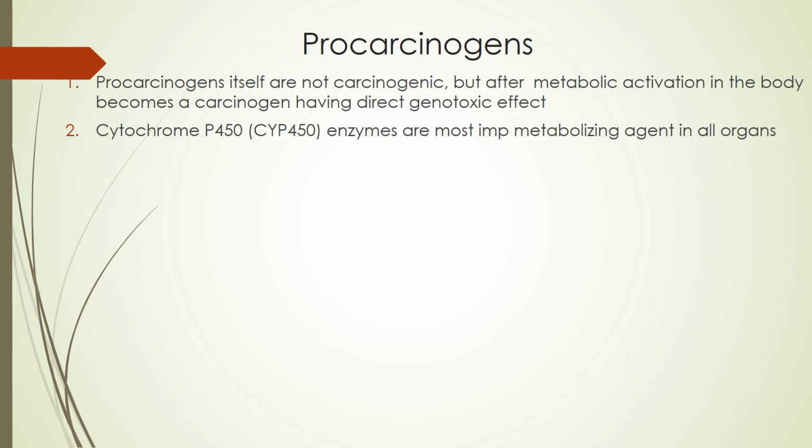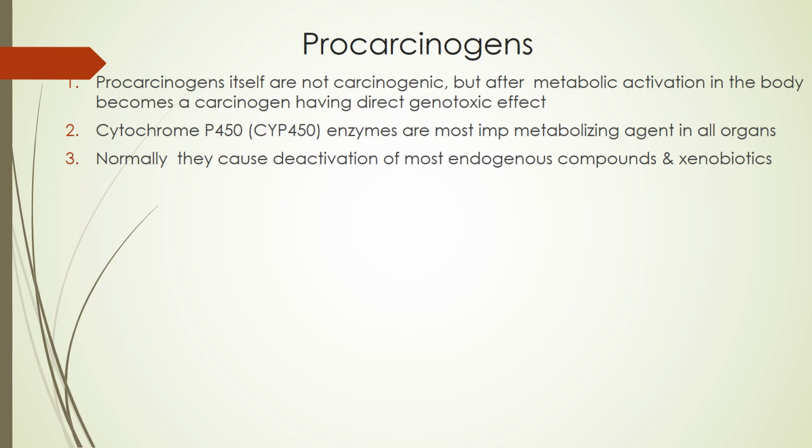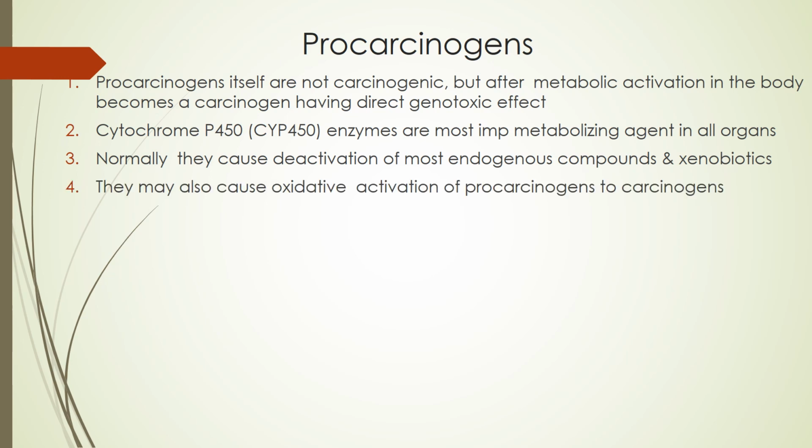Cytochrome P450 is a very important enzyme system present in most of the organs, and it has a metabolizing effect on different substances. Normally, it causes deactivation of most endogenous compounds and xenobiotics, which may be dangerous or harmful for the body. But at the same time, it may also cause oxidative activation of a pro-carcinogen to a carcinogen. So this is how a pro-carcinogen which has entered the body is converted to a carcinogen by the cytochrome P450 system.